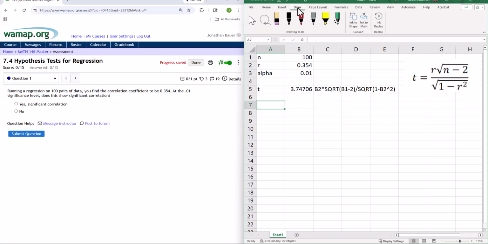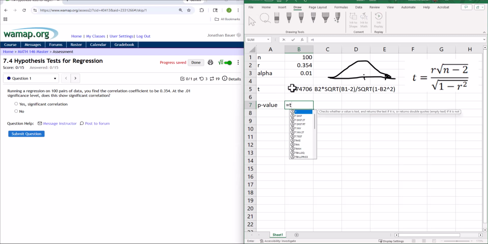If I were to draw a picture, this is a positive test statistic. So on my little distribution, this is going to be way over here, finding this area. Because we don't know whether it's left-tailed, right-tailed, or two-tailed, we just use the two-tailed because that should give us the biggest p-value. Later on, we'll know ahead of time. Since this is a positive test statistic, I can use T.DIST.2T, click on my test statistic, and then my degrees of freedom will be n minus 2.